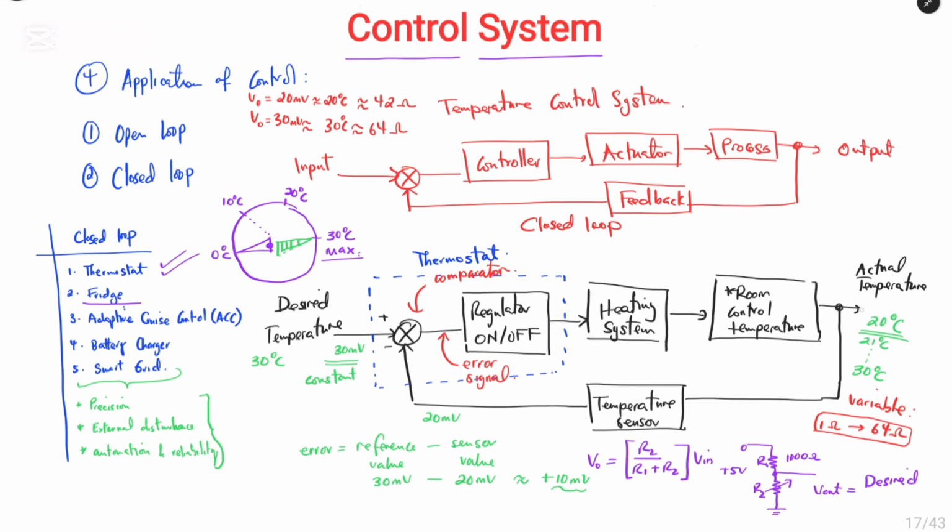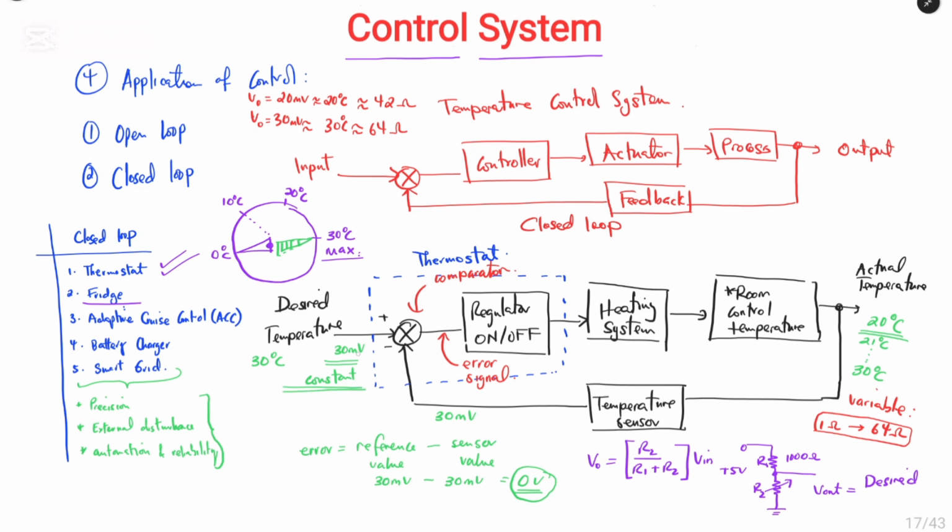Now when the actual temperature is 30 degrees Celsius, we will now have 30 millivolts at the output of the sensor. Now what will be our new value? We will have 30 millivolts minus 30 millivolts, which will now give us 0 volts. Now when this is 0 volts, that means this regulator will switch off. When it switches off, that means no heating will be performed. So this is our reference temperature, the desired temperature.